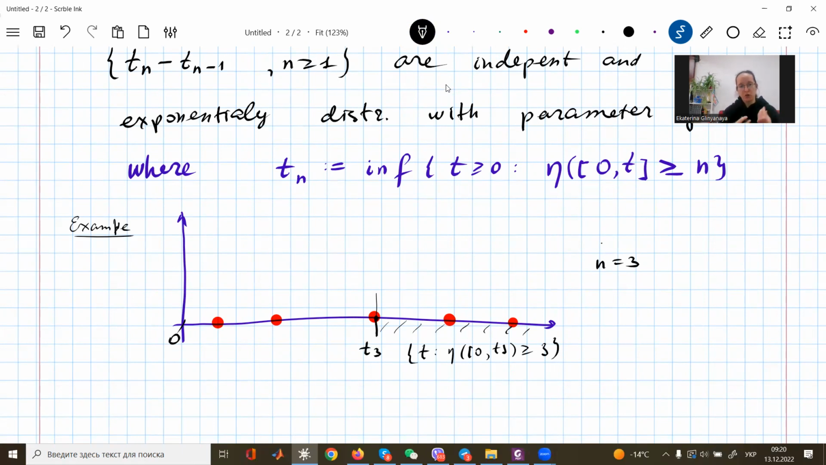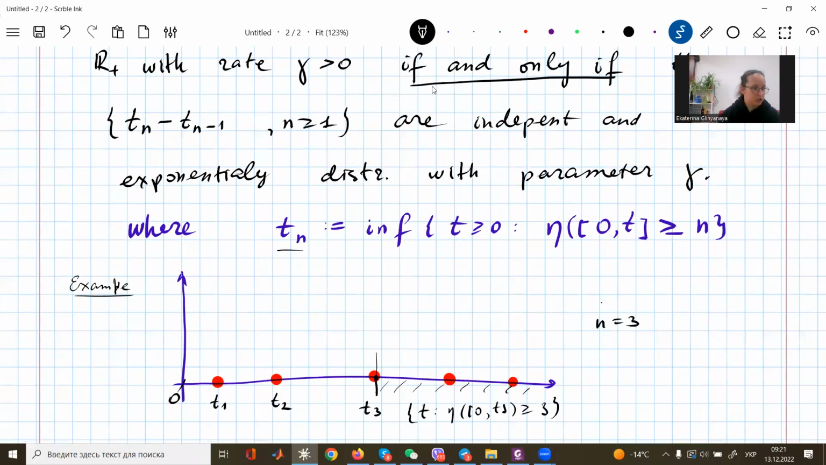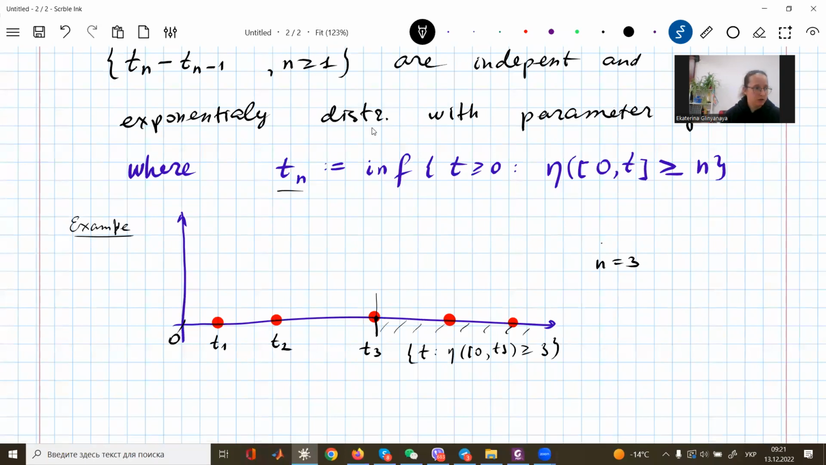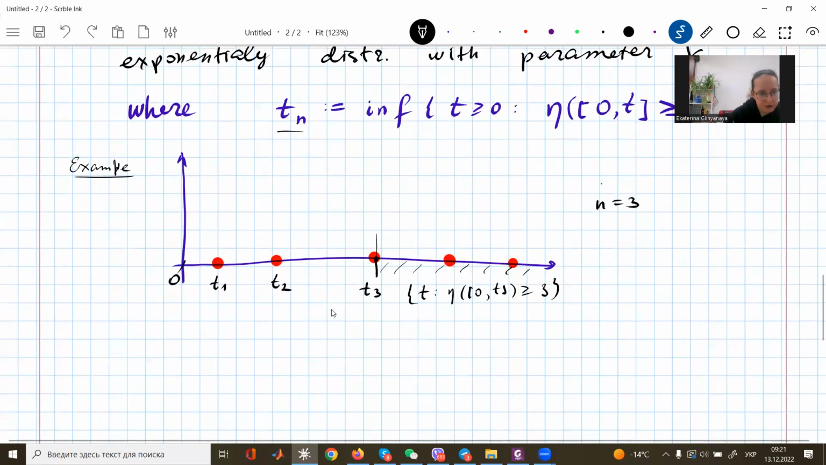So we just enumerate points in a point process in the increasing way. So this is T1 exactly, T2, and so on. So you just can check that this is the definition. Okay, so this is it. So now let's prove the theorem.